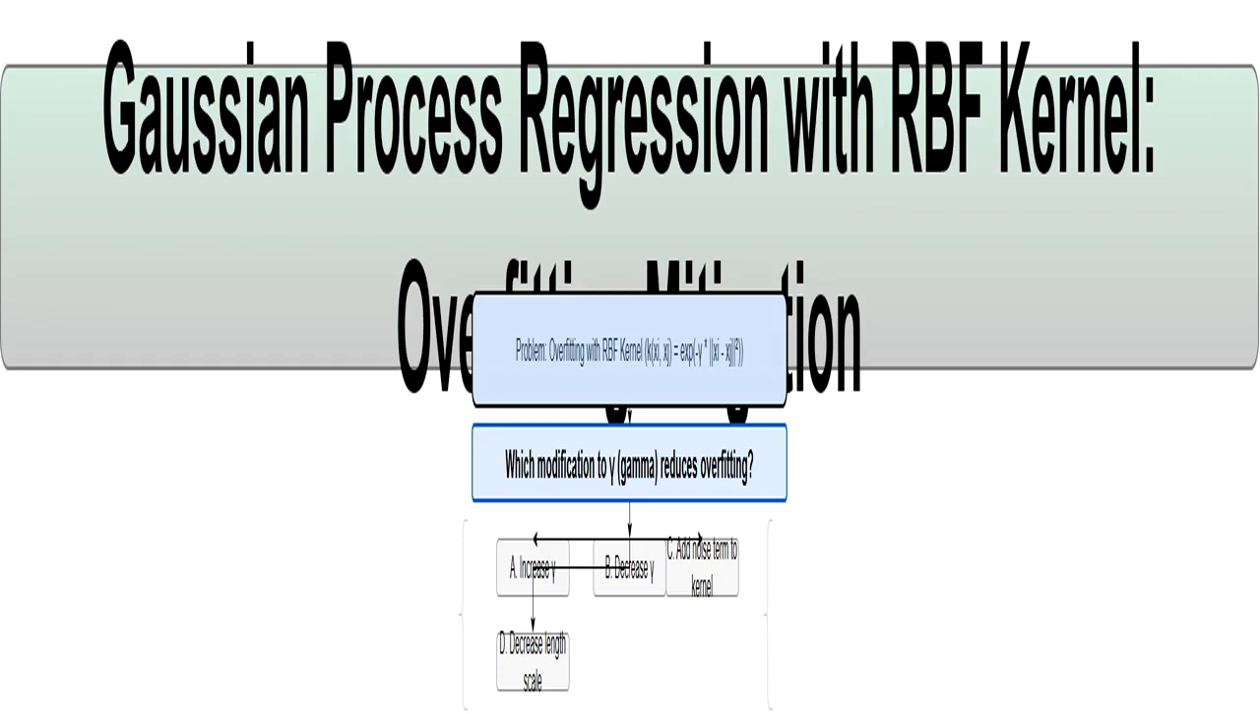I'm dealing with a Gaussian process regression model that uses the radial basis function, RBF, kernel. The RBF kernel measures similarity between data points using a formula involving a hyperparameter called gamma. Right now, my model is overfitting. It's performing great on the training data but poorly on new, unseen data. I need to fix this.